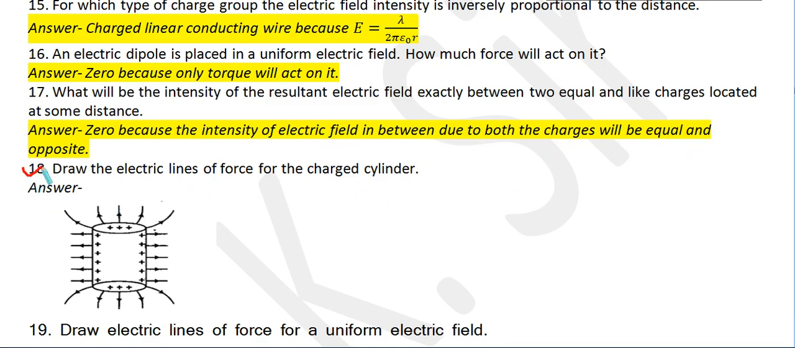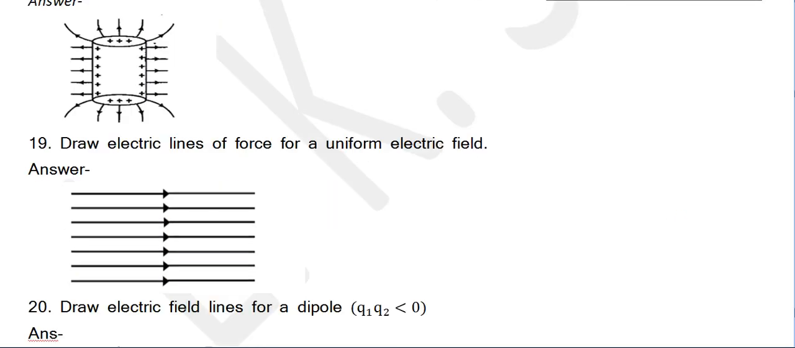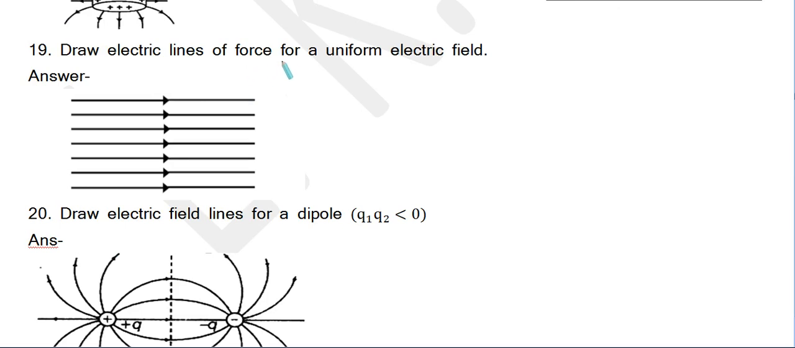In question number 18, draw the electric lines of force for a charged cylinder. This is the electric lines of force for a charged cylinder. Now question number 19, draw electric lines of force for a uniform electric field. These are parallel to each other.